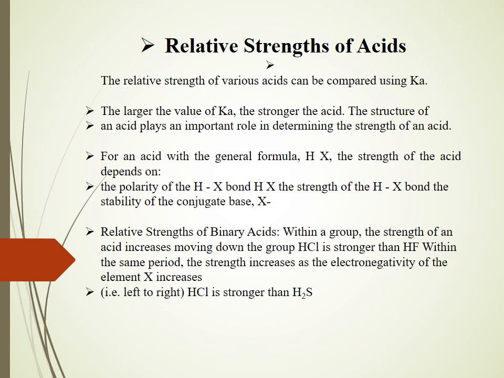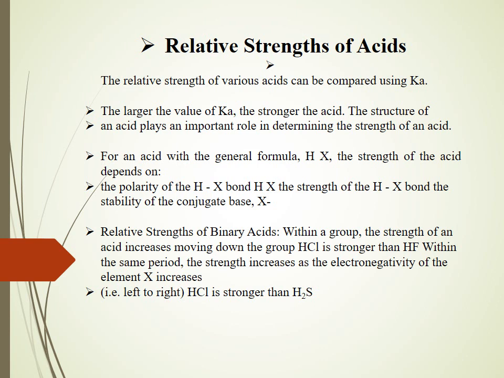Next we will see the relative strength of acids. The relative strength of various acids can be compared using Ka. The larger the value of Ka, the stronger the acid. The structure of an acid plays an important role in determining its strength. For an acid with general formula HX, the strength depends upon the polarity of the H-X bond, the strength of the H-X bond, and the stability of the conjugate base X minus.